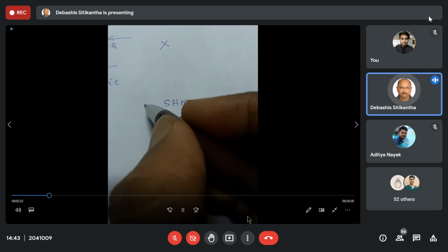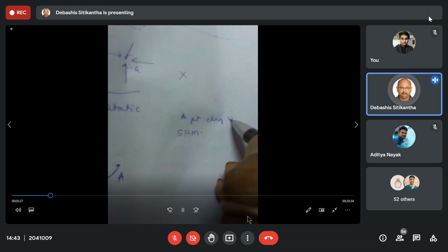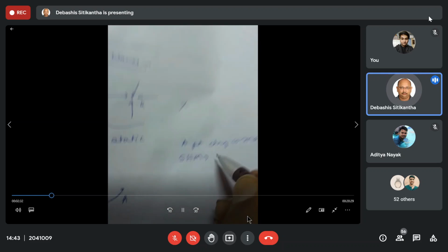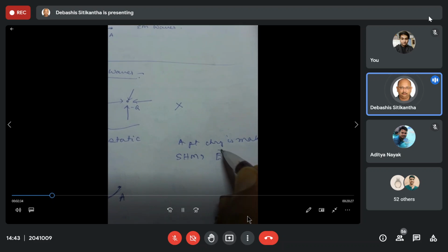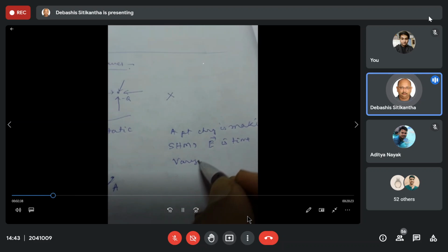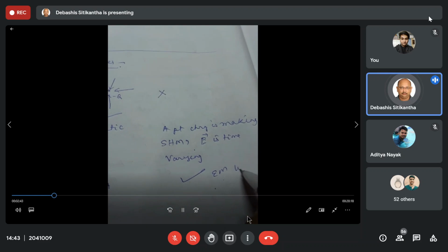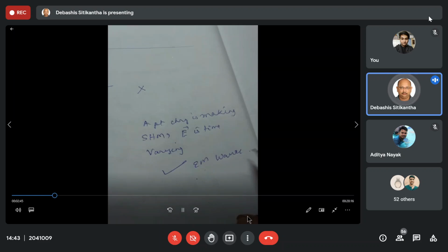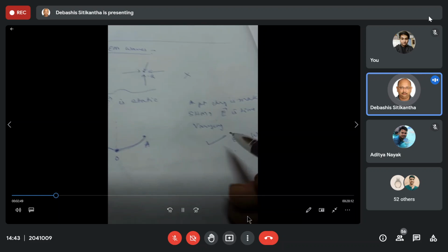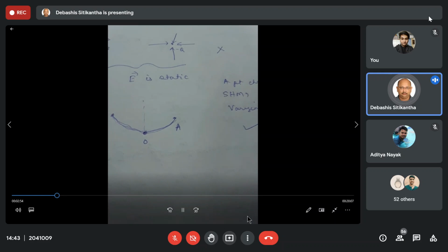So when a point charge is making simple harmonic motion, then the electric field is time varying. So when it is time varying, obviously it is going to produce electromagnetic waves. So this is the basic principle, and with some engineering modification, we usually design the antennas in this way so as to generate electromagnetic waves.